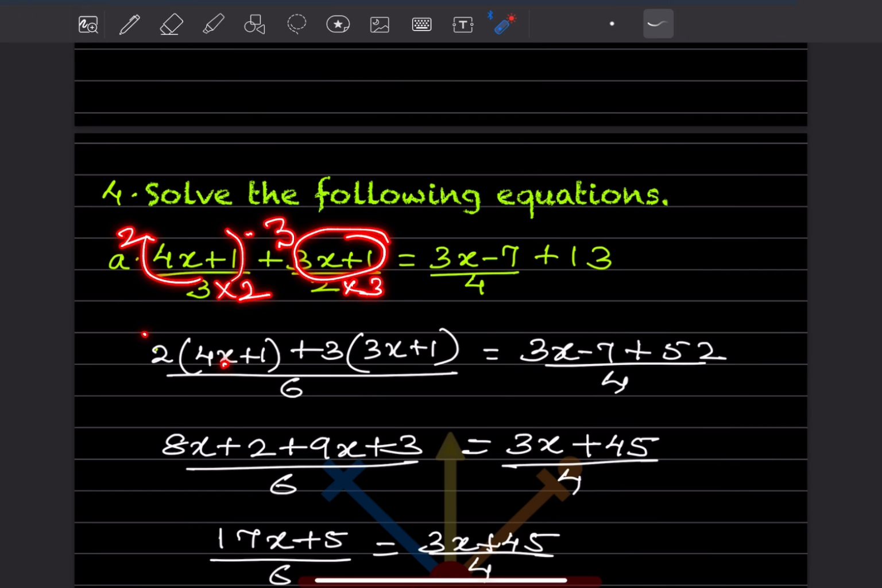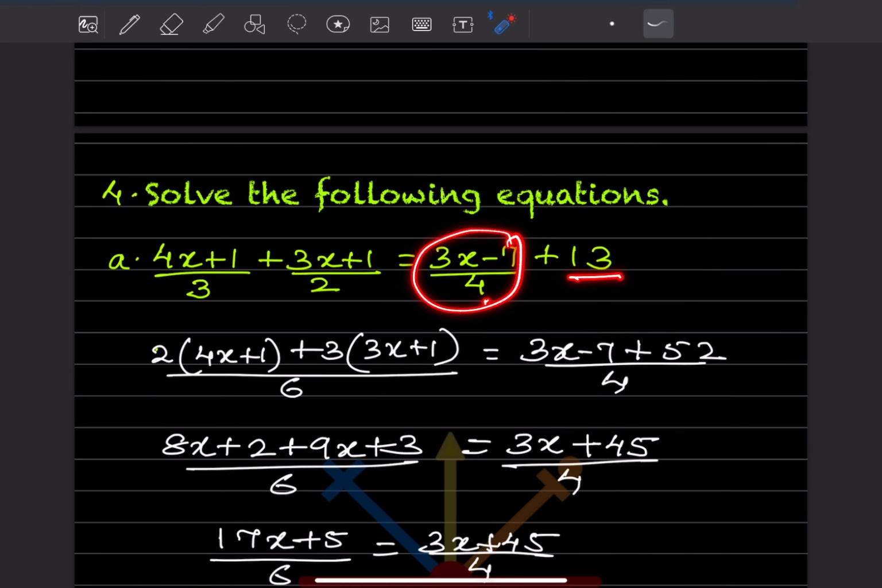The same thing is written here: 2 into (4x + 1) plus 3 into (3x + 1), divided by the LCM, which is 6. Now for the right hand side, here is 4 and here there's nothing, which means it's going to be 1. So 1 into 4, because the LCM is going to be 4. This part stays the same. 13 fours are 52, divided by 4.